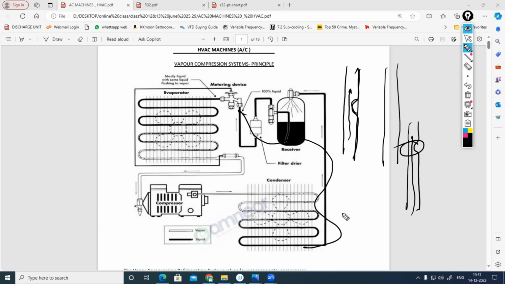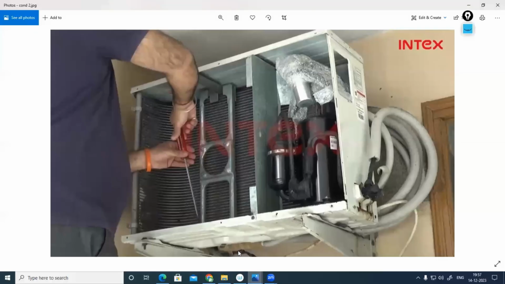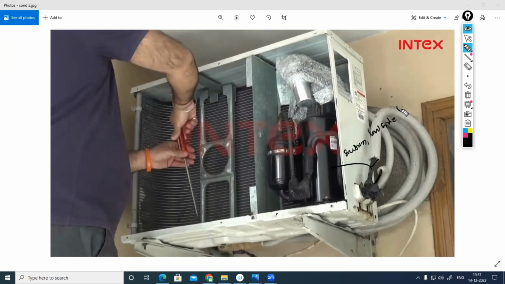Okay, most common things. Anyhow, when you are considering a DX machine, we can study the DX machine later, but just out of curiosity I'm asking. One line is bigger and the other is smaller in diameter. They have different names. This one we used to call the suction line, low side line, or low pressure line, or vapor line, different names.